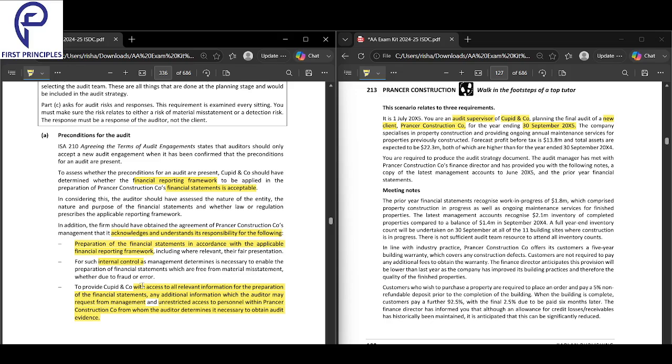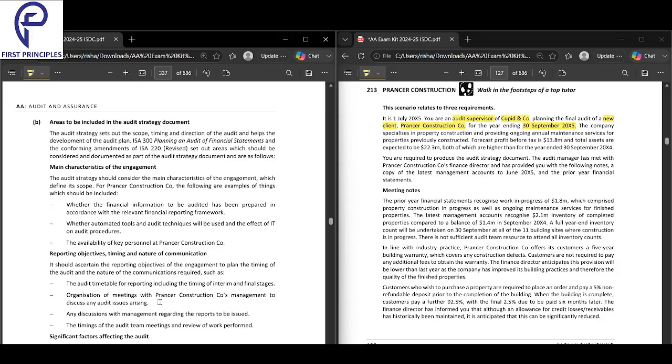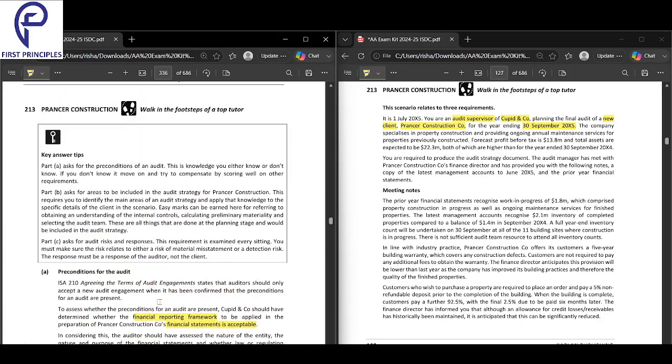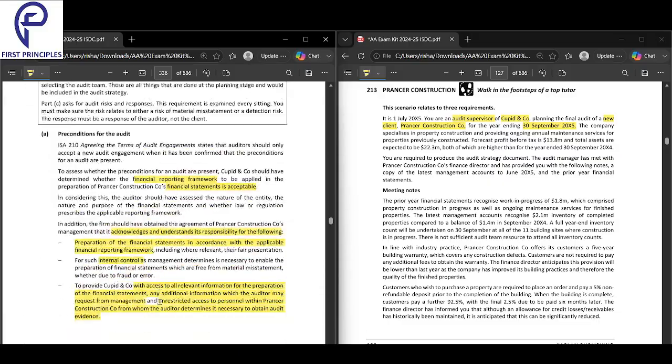If these conditions are in place, then only you start the audit. Else you don't even start the audit. That is the precondition construction.